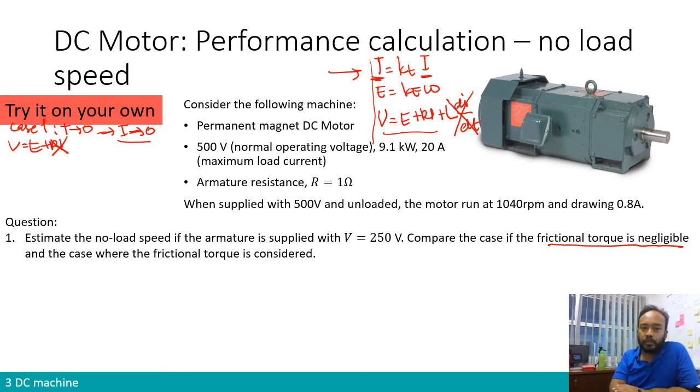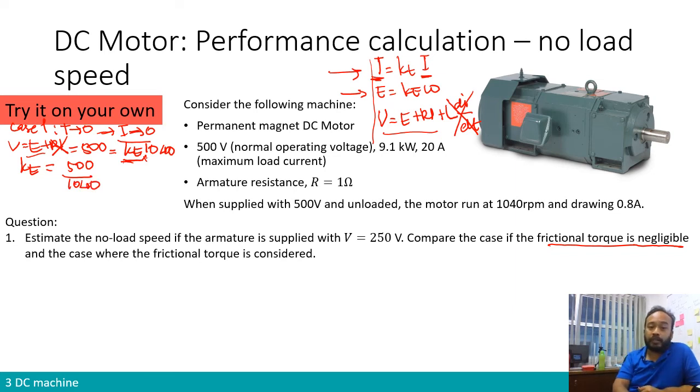So the voltage supplied should be equal to the back EMF, and it is basically equal to 500 volts. And from the second relation, E equals K omega, we know that this 500 should be equal to KE multiplied by omega. And the omega, the rotational speed here, is 1040 RPM, right? So from here we can find KE, the first constant, the speed constant or back EMF constant. Therefore, KE equals 500 divided by 1040.